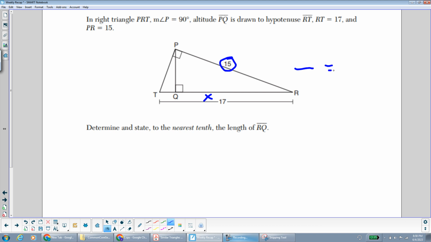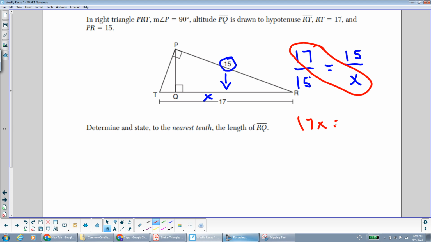And what the leg rule says is that the leg is the mean proportional. So it gets written twice so that it gets multiplied by itself between the whole hypotenuse, which in this case is 17. That's the whole hypotenuse of the big right triangle. So that goes in one of the spots. And the part of the hypotenuse directly below that leg. So the part of the hypotenuse directly below the leg would be QR, which is what we're finding. We don't know what RQ is. So from here, I'm just going to cross multiply.